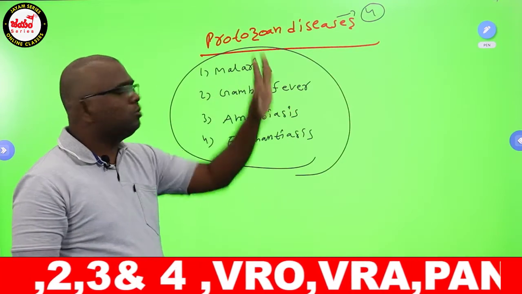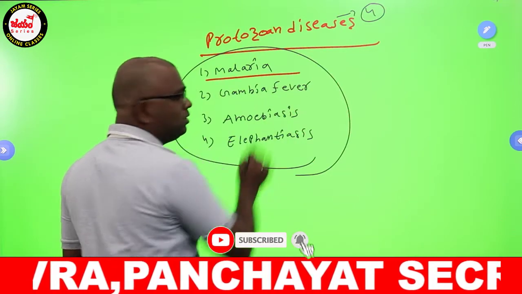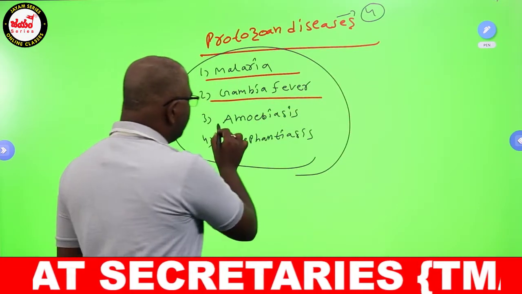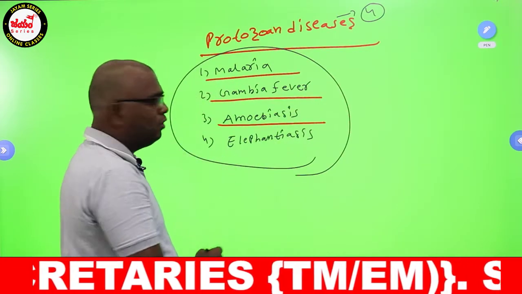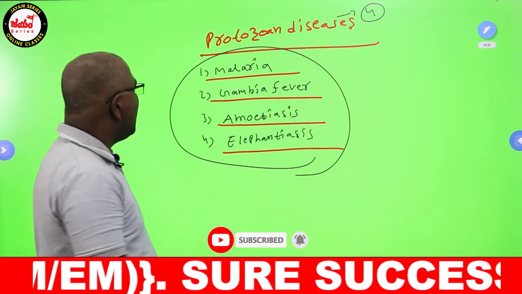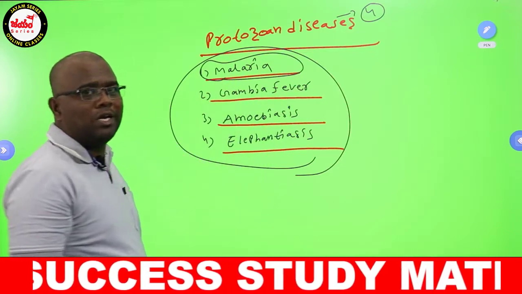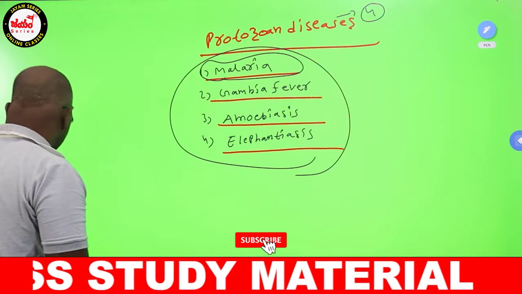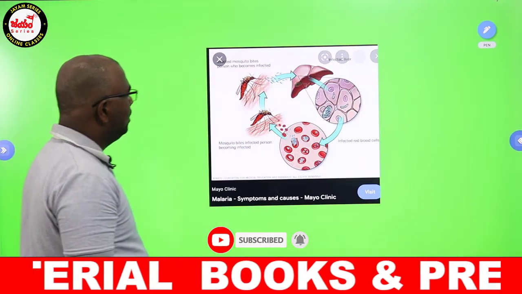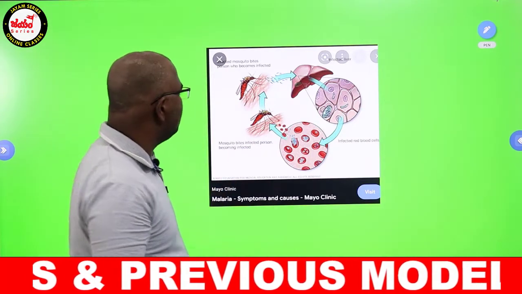These four diseases are protozoan diseases. The first one is malaria, the second one is Gambia fever, the third one is Amoebiasis, and the fourth one is Elephantiasis. Okay, I will first explain about the malaria disease. Look at this picture. This is a malaria disease picture.